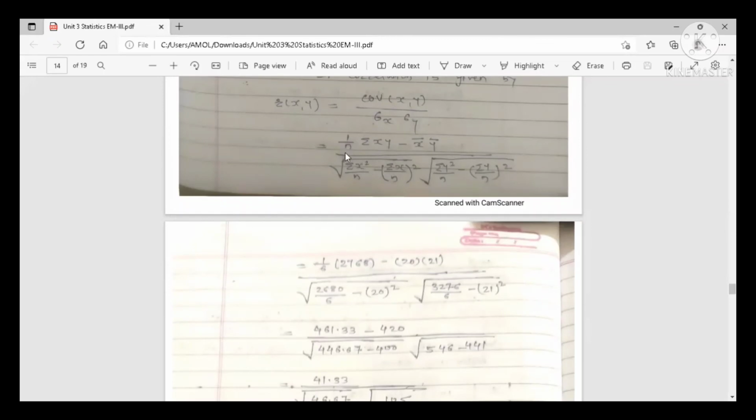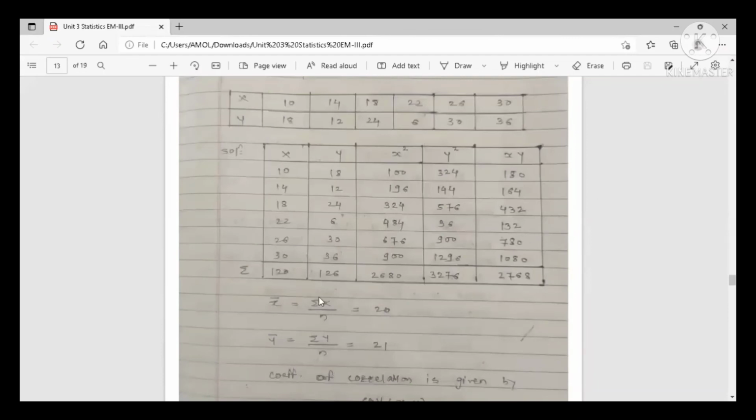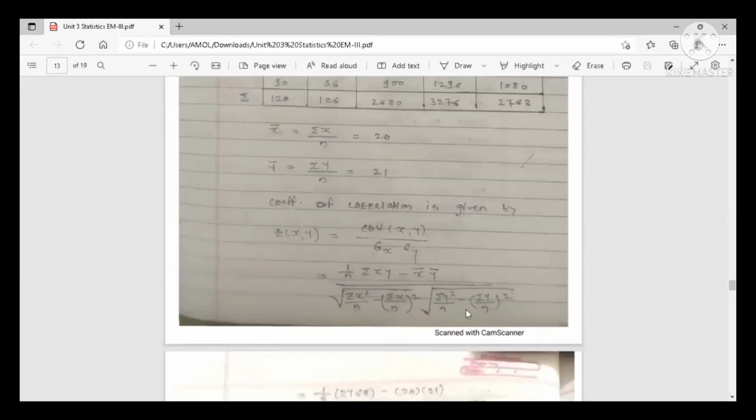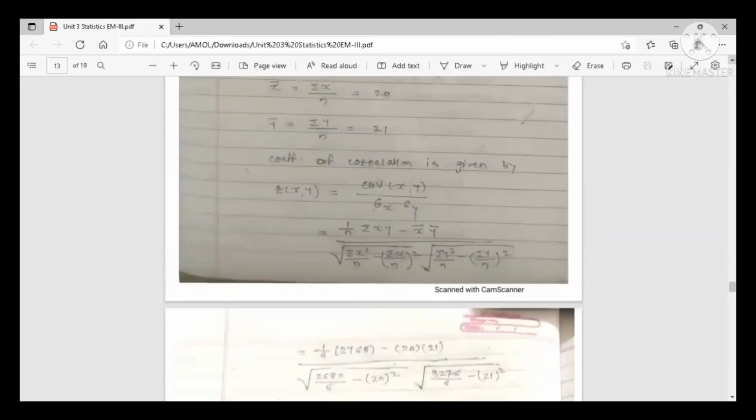Put all the values. 1 by n. N is 6. 6 entries are there. Then summation xy is here. You see the table. What is summation xy? Summation of xy is 2768. So you write here 2768 minus x bar y bar. X bar is 20 and y bar is 21. Arithmetic mean for x bar and y bar. Here x bar is 20, y bar is 21.